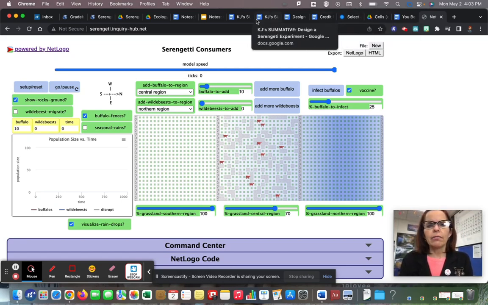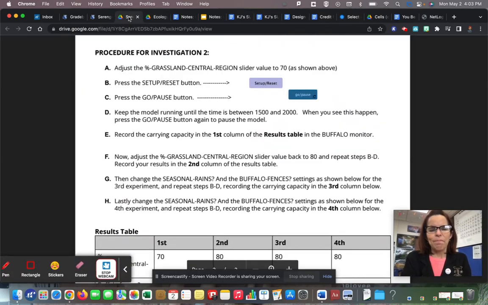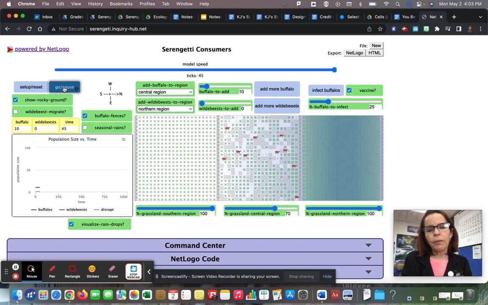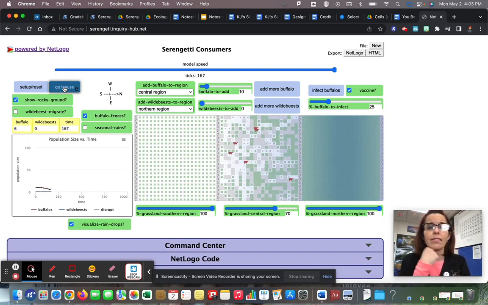So now, where was the rest of it? There it is. Okay, so I think that's it. I think we're ready to go. So I'm going to go ahead and run the simulation. I will pause it so you don't have to wait for the whole thing, but you can see me hit go. And they're all moving around. Right now, there's still fences and the rains are not coming through, but we're going to change that coming up.